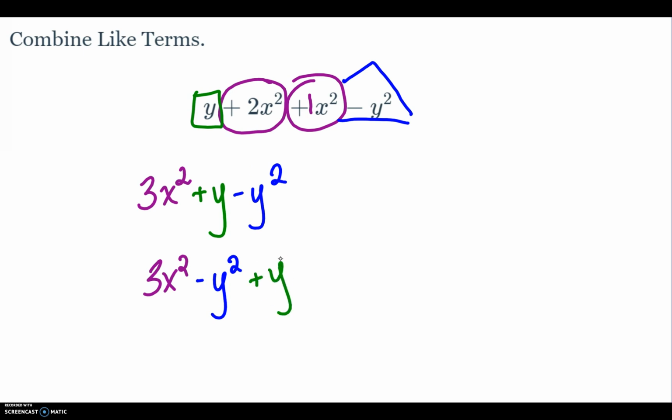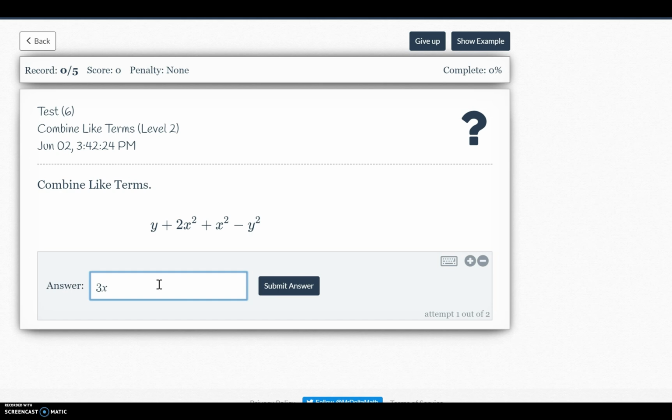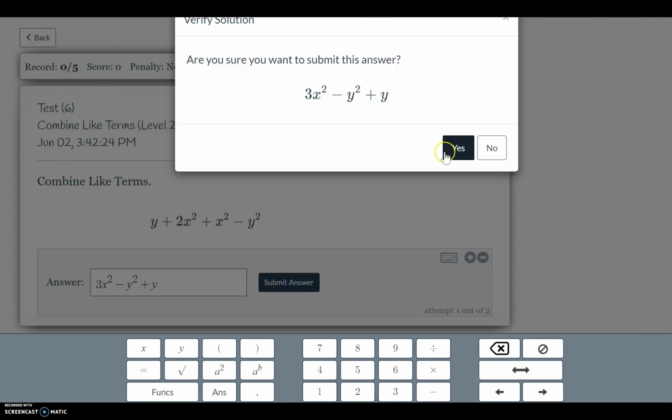It is super important to make sure you're including the sign in front of the term. Now to type it in, you're just going to hit 3x. I do shift 6 to bring it up as an exponent. Type in the 2, right over, minus y. If you like the keyboard, you could hit squared, plus y and then submit.